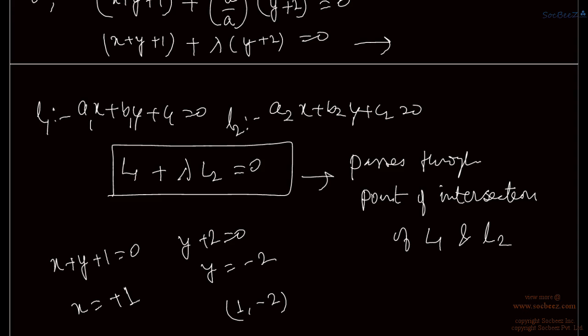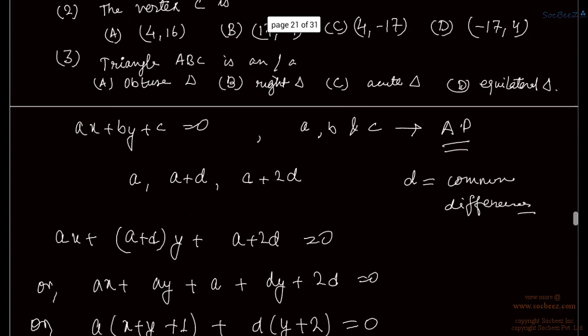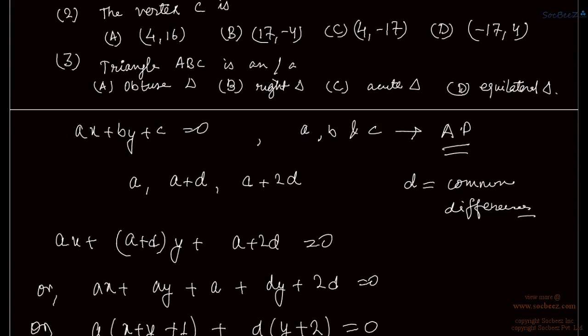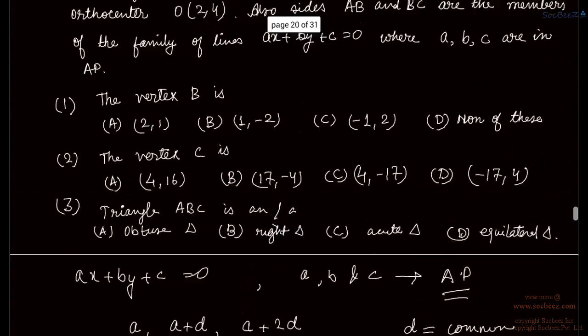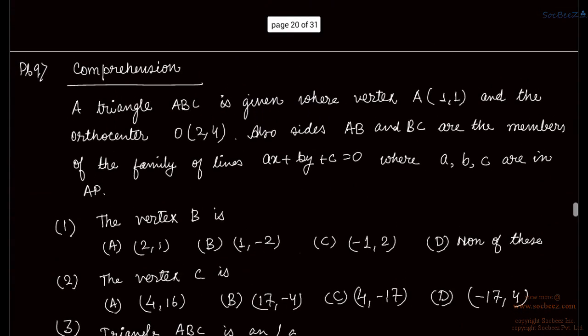So the line x + y + 1 + lambda, which is variable, times (y + 2) = 0 must pass through this point. That means the line ax + by + c = 0, where a, b, c are in AP, must pass through the point (1, -2).